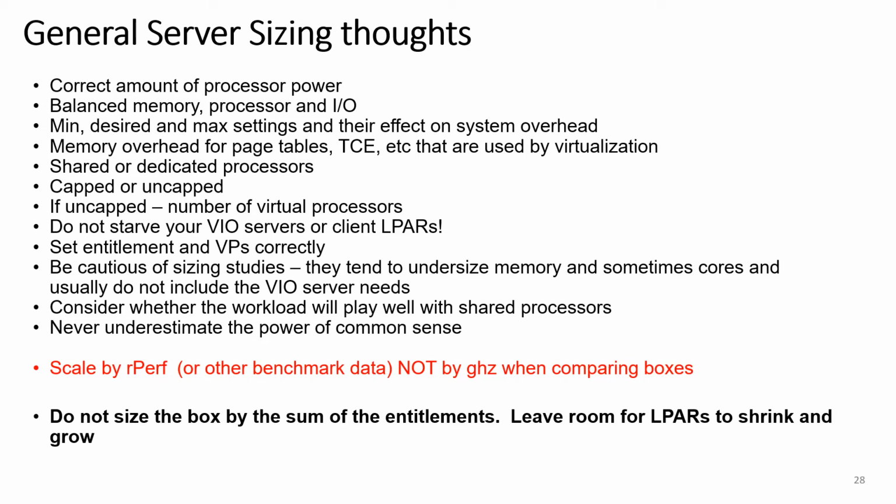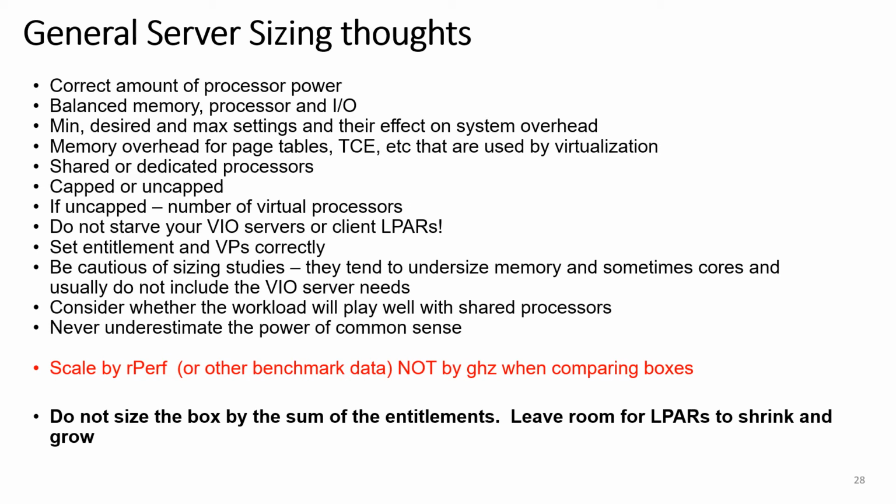And one of the last things I want to mention has to do with scaling and sizing. When you're comparing boxes, you need to scale by RPerf or some other benchmark data, not gigahertz, because gigahertz in many ways is fairly meaningless, because RPerf is about how much throughput you can get, and all of the Power servers are throughput-based machines. Also, do not size the box by the sum of the entitlements. I see this all the time where people have 20, 30 LPARs, and if you sum up the entitlements, every core is in use.